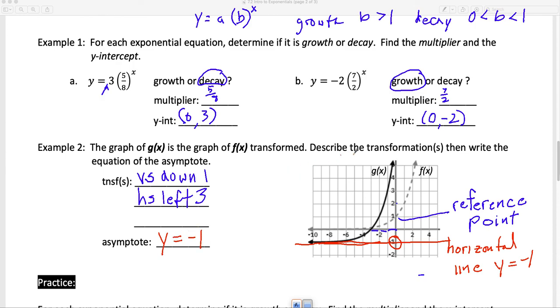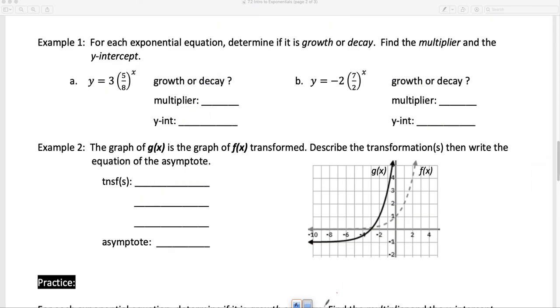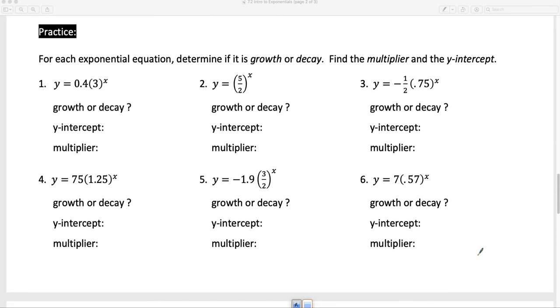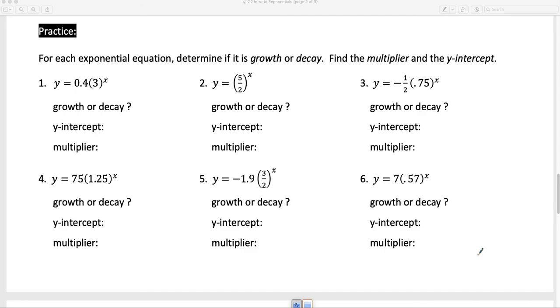All right, that takes care of all the examples, but let's go look through the practice so you can see what you have to do today, just quickly, because this is a really short lesson. And I want you to be prepared. So I'm going to erase all of this and let's scroll down to the practice. Okay, so just like we talked about, here's the ones where you're going to find the y-intercept, find the multiplier, and determine if it's growth or decay.